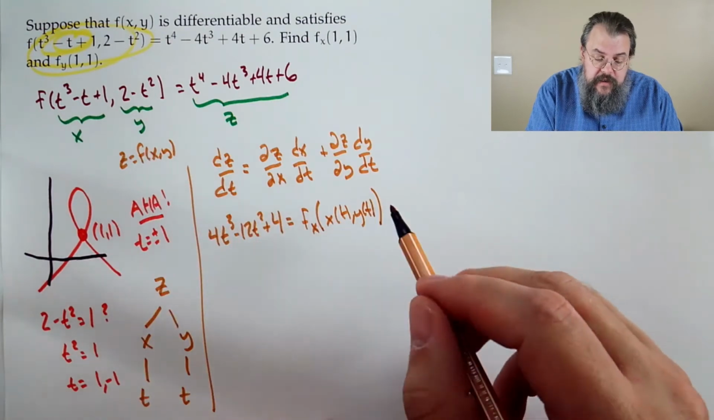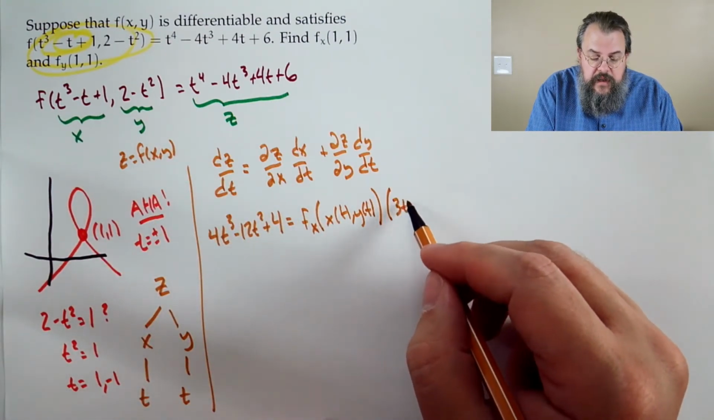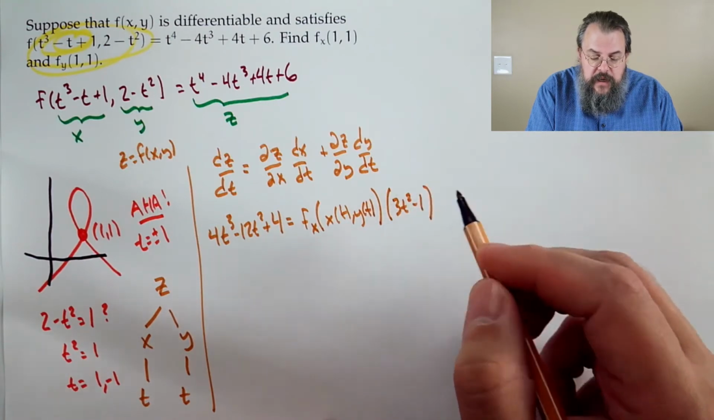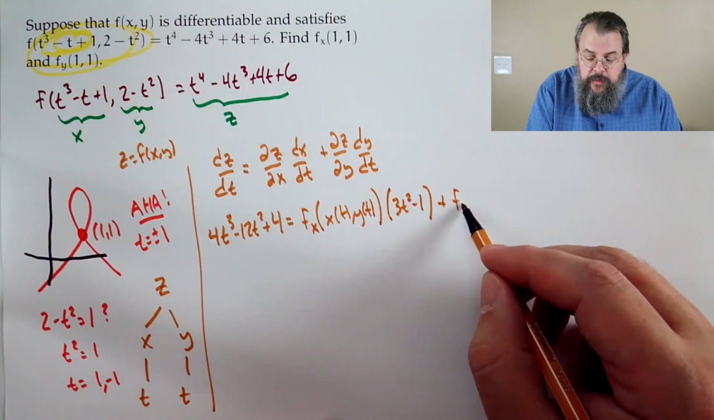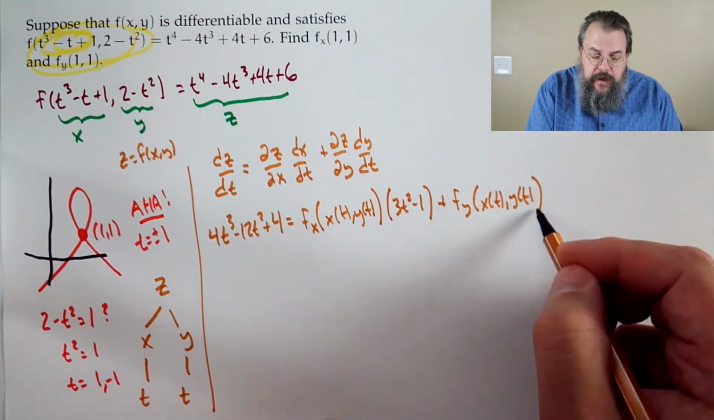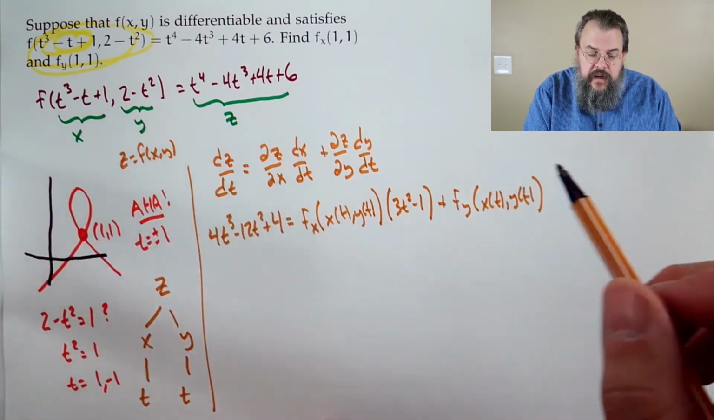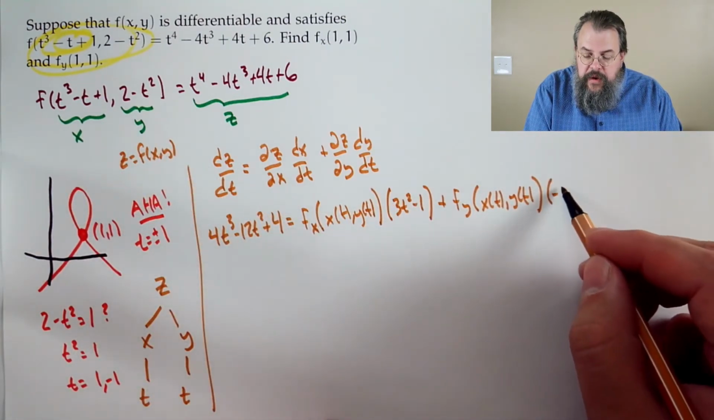Plug in dx dt, take the derivative. That would be 3t squared minus 1. And then partial z partial y, that's f sub y, again of x of t, y of t, which is just a shorthand way of saying these pieces here, times dy dt, which would be minus 2t.